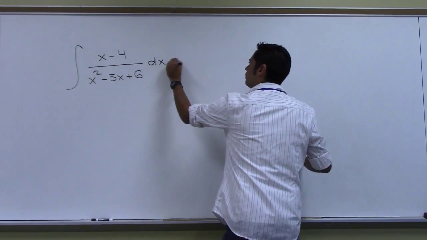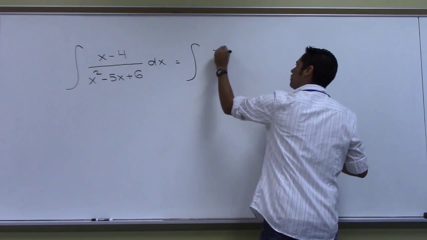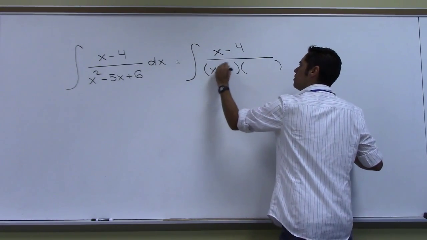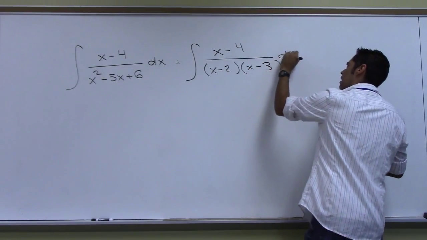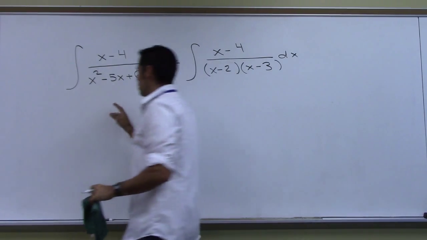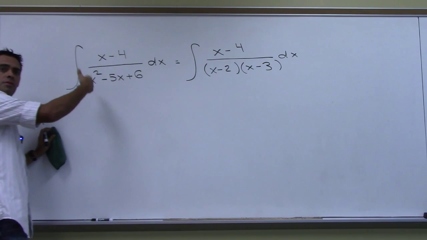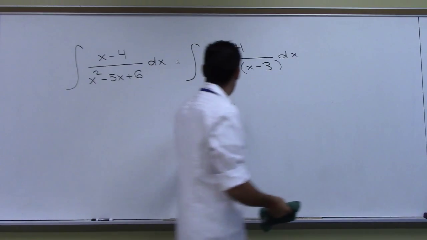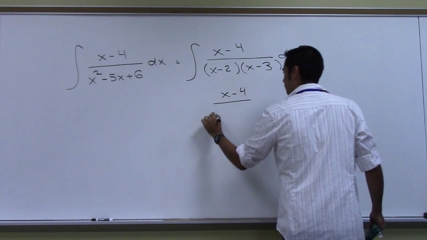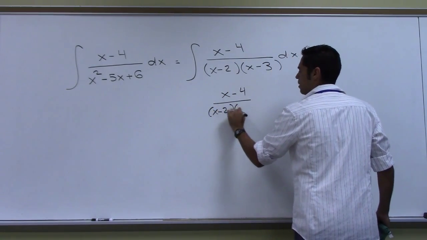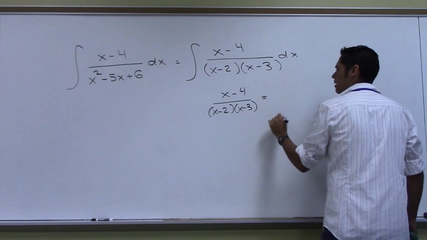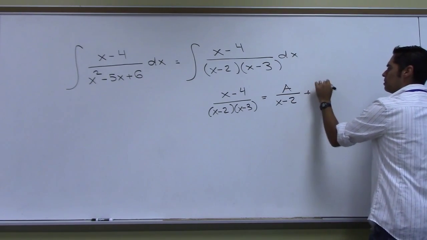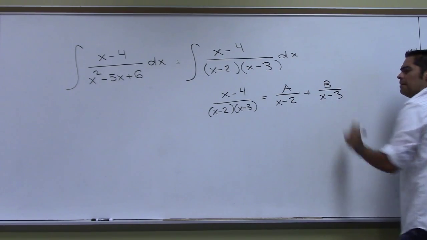Instead, what you do is you factor the denominator to be what? x minus 2, x minus 3. And you don't need long division here because the power up top was lower than the power down here. So now you have to do your partial fractions. You've got to make (x minus 4) over (x minus 2)(x minus 3) look like, what, two distinct linear factors? So A over x minus 2 plus B over x minus 3.